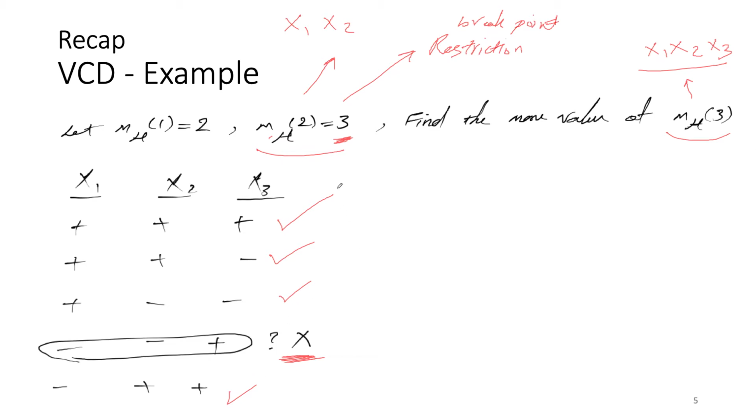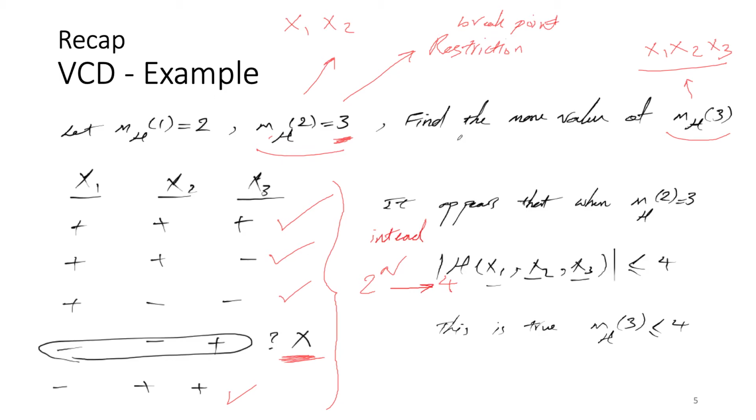This one is still okay. So now you see that instead of 2 to the raise of n, now we only have 4. And that was because of the restriction of the breakpoint. So you see that putting a breakpoint can severely downsample the size of the dichotomy set. So it appears that when the restriction on 2 points is 3, the number of dichotomy set cannot be more than 4, right? And we observed it here.